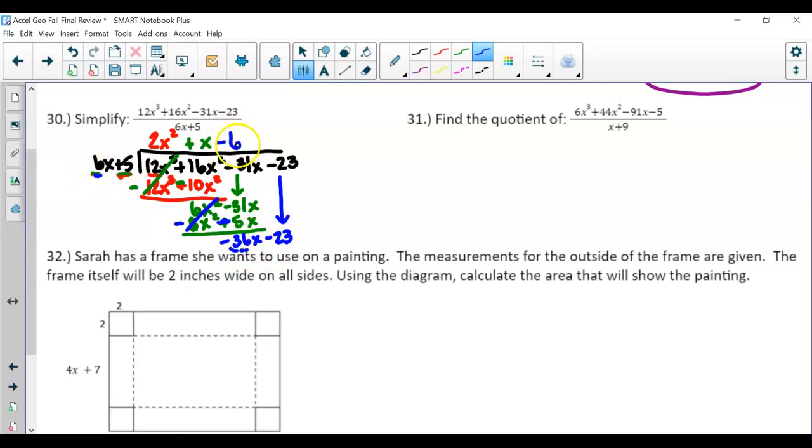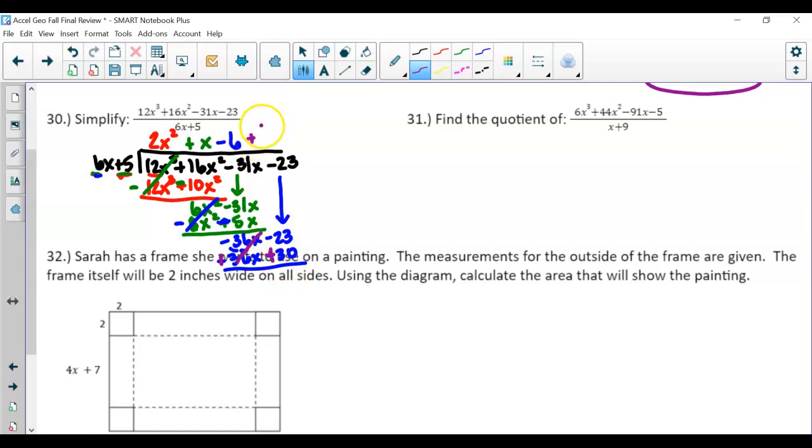But let's get that remainder. So here we're going to multiply and get negative 36x, then minus 30. But again, change the sign. So now this is adding. So now here you've got a remainder of 7, positive 7.